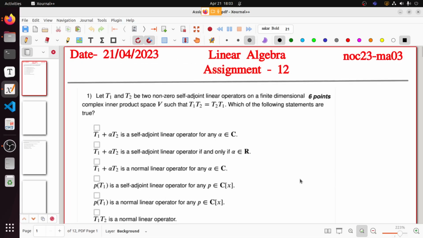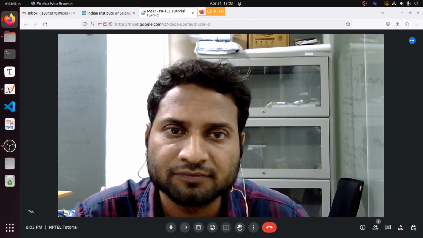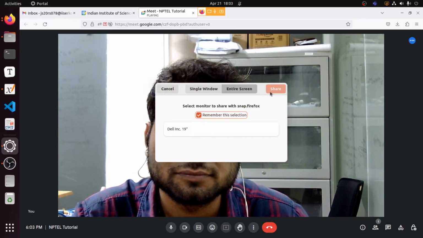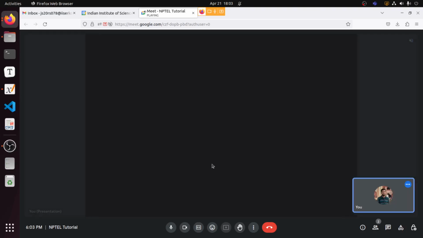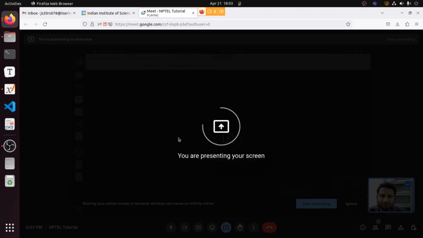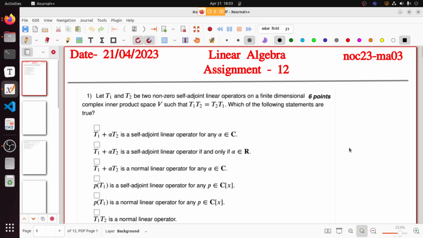Let T1 and T2 be two non-zero self-adjoint linear operators on a finite dimensional complex inner product space V, such that they commute, T1 T2 equals T2 T1. Then which of the following statements are true?